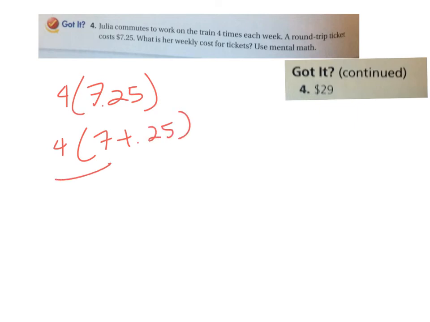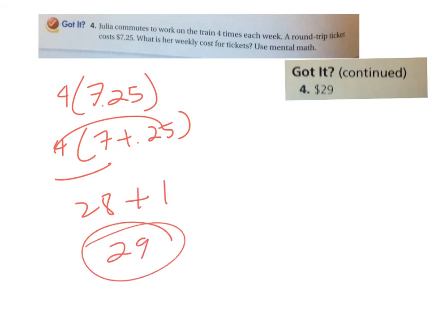All right, a little mental math on this one. So Julia commutes to work on the train 4 times a week. A round trip ticket is $7.25. What's her cost? So if you have 4 times 7.25, that's the same as 4 times 7 plus 0.25. 4 times 7, that's 28. 4 times 0.25, that's 1. So 29 is what we're looking at. That's our mental math done there.